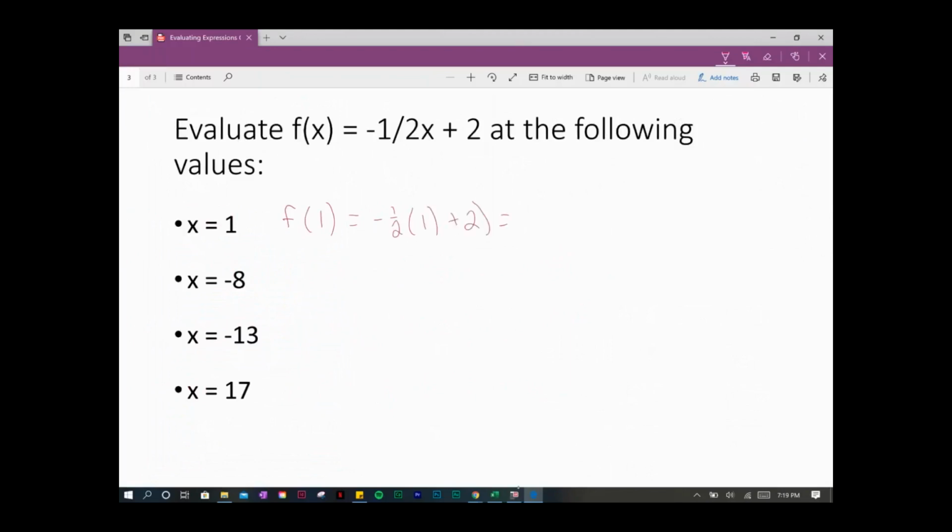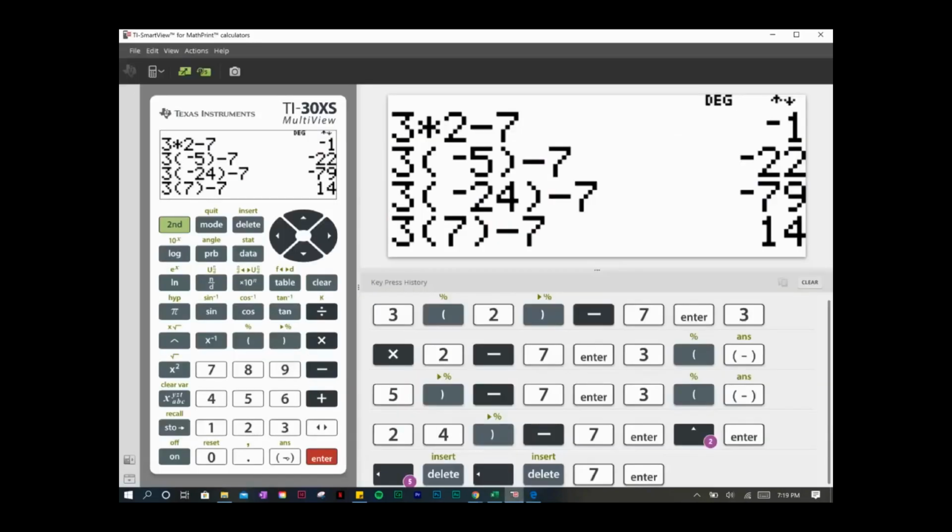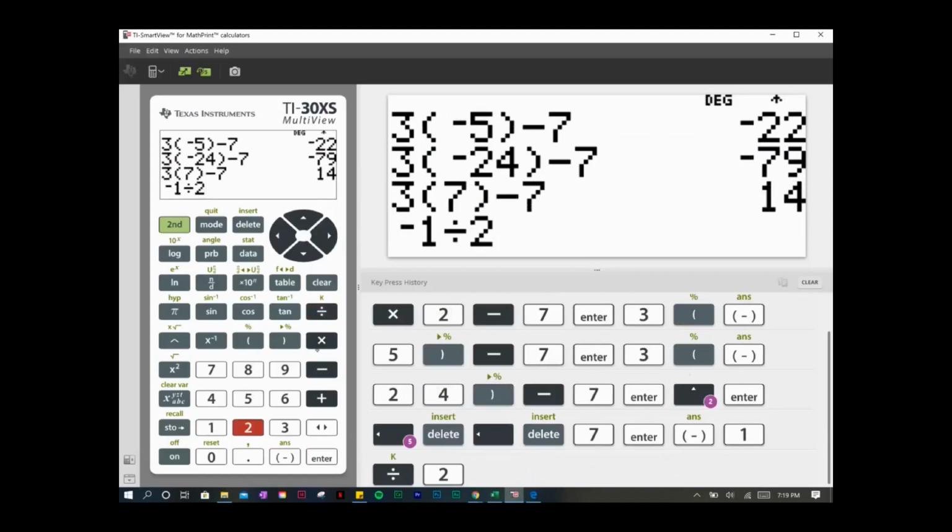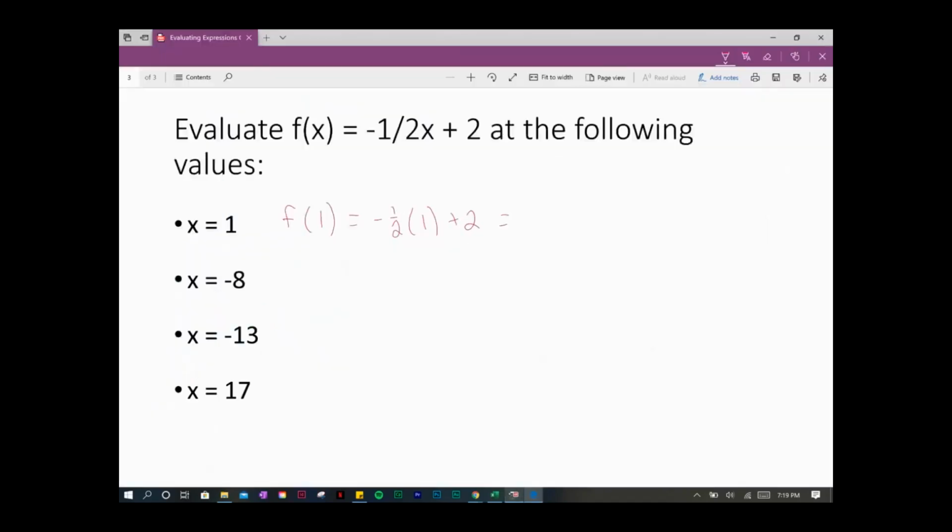So there's two different ways that you can type in fractions. You can just use division or you can use the fraction button. So I'm going to do the first one with just using division. So negative 1 divided by 2 times 1, and it was plus 2.